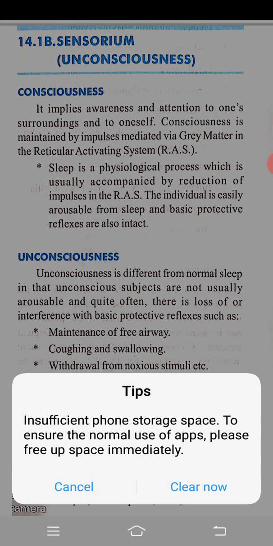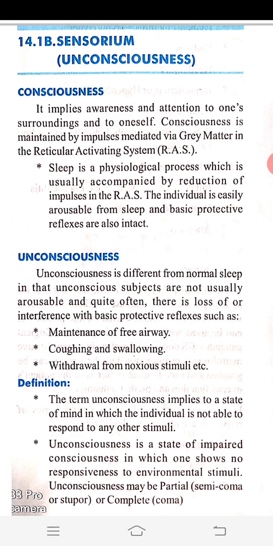Coughing is the forceful expulsion of air from the lungs. When harmful stimuli attack the body, the conscious patient will avoid them, but the unconscious patient cannot avoid it because he is unaware of it, whereas a conscious person withdraws from noxious stimuli.